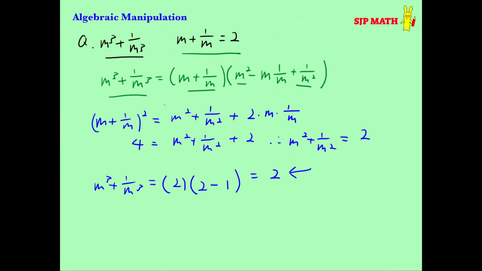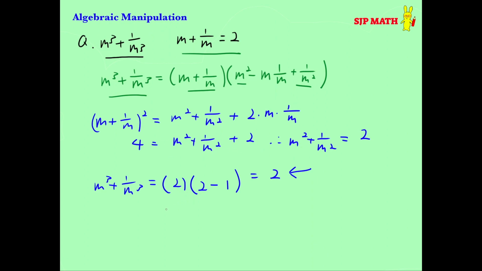But in this case, we had to take the further step of seeing that, oh, we don't know what m squared plus 1 over m squared is. If we know what m squared plus 1 over m squared is, then we can find m cubed plus 1 over m cubed straight away. So is there a way to find m squared plus 1 over m squared? And by our knowledge of those identities, we were able to do so.